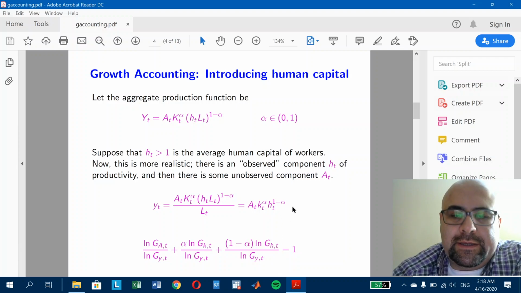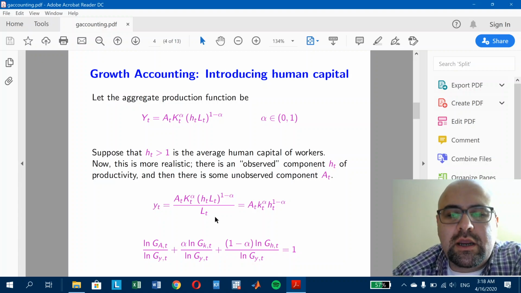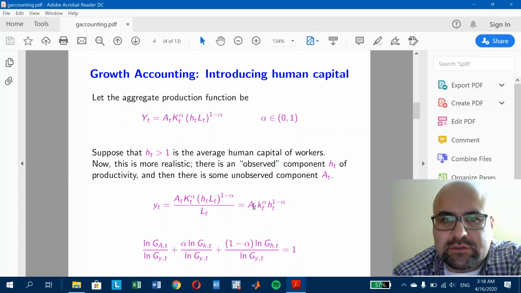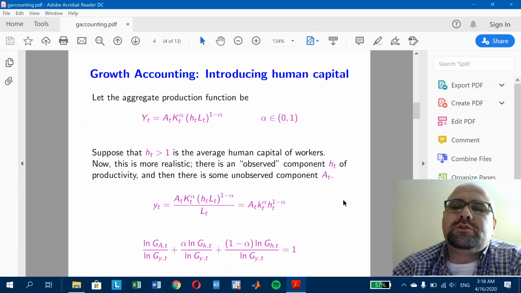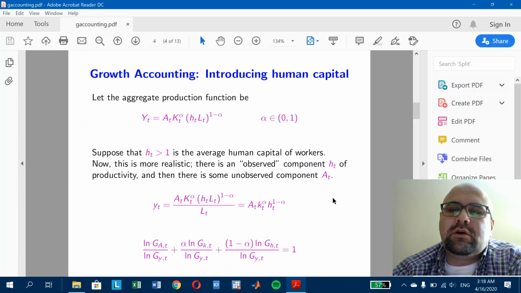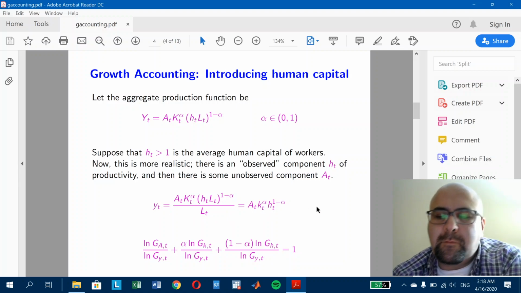Again, we usually assume that capital per worker is observed, human capital per worker is observed, and GDP per capita, or GDP per worker, is observed. And then we can actually filter out A_t, so what the unobserved productivity in this economy is, if you observe Y, K, and H.